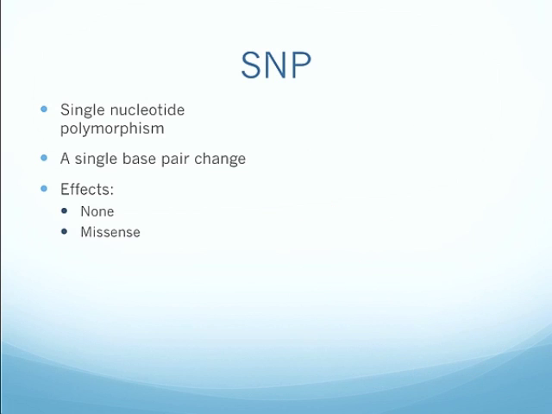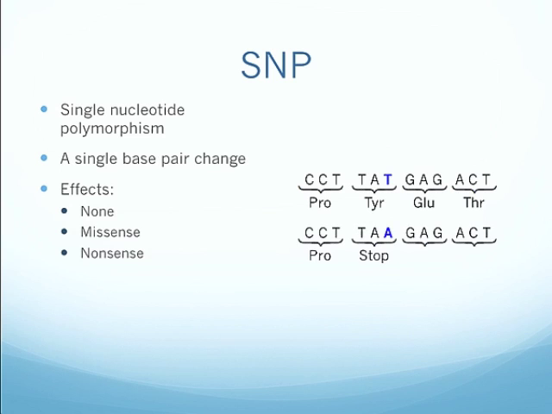The final effect of a SNP is a nonsense mutation. This means that the SNP results in a premature stop codon, resulting in a truncated protein. As you might expect, this is particularly bad if the SNP occurs toward the beginning of the protein, as more amino acids will be missing.